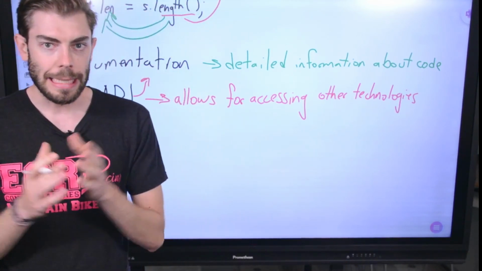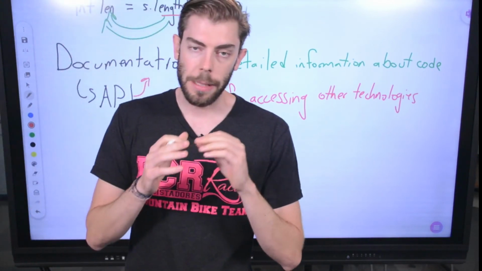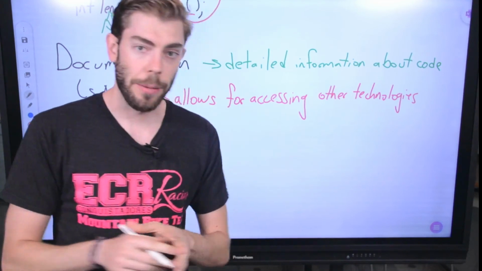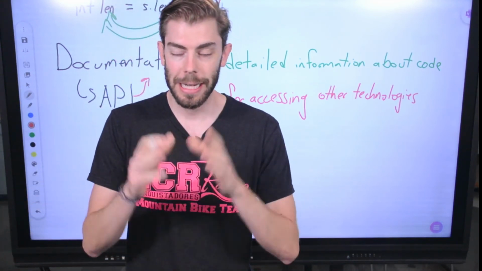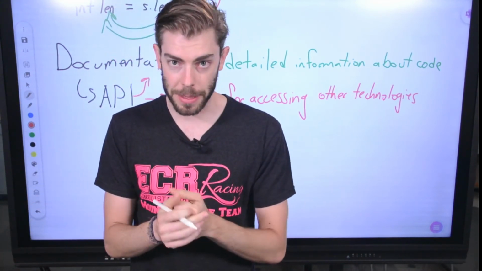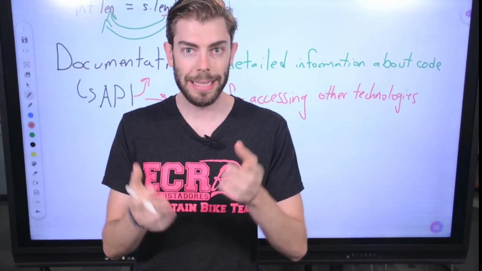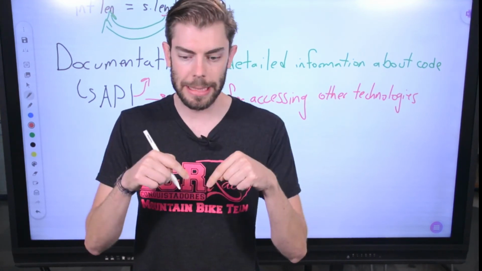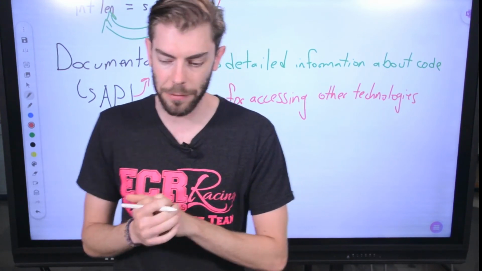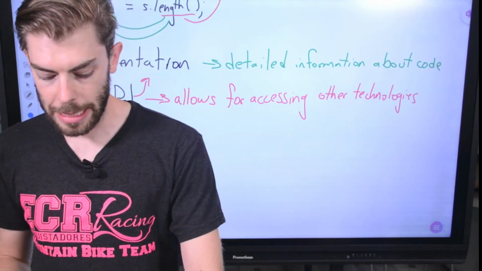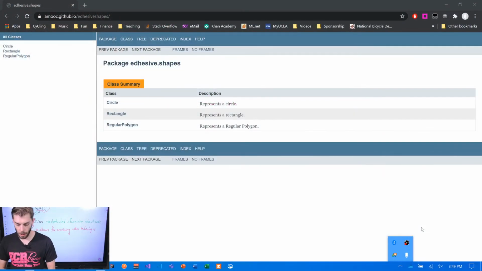We talked in the earlier lecture about the adhesive shapes package. So now we're going to take a look at the documentation. It's going to be linked down below. It's also going to be linked in Canvas. And let's take a look at that documentation right now. Okay, so here we are in the documentation page.